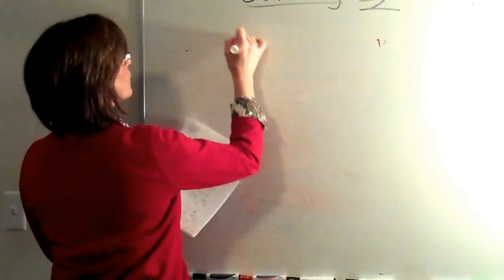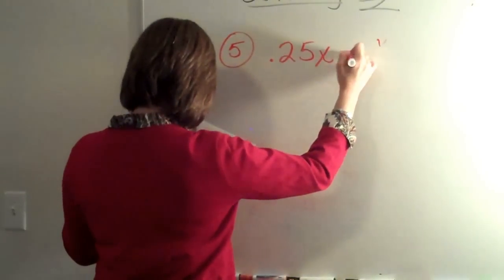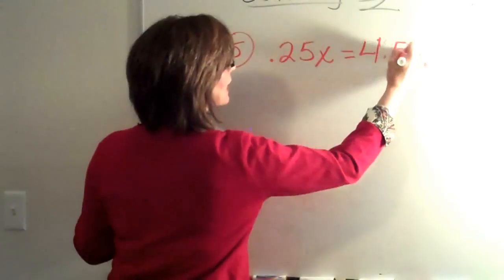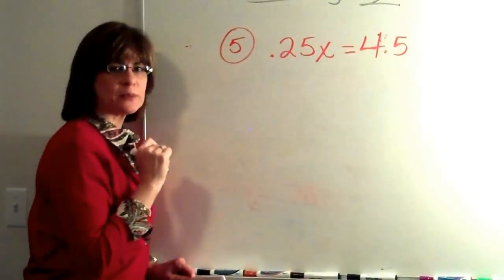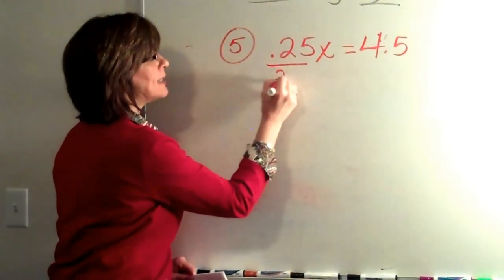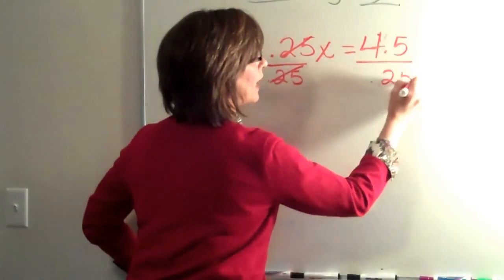We're almost done with this section. In this one, what I've done is I've given you a decimal. But don't get scared of it, because it's the same procedure. It's attached by multiplication. What do I do? I divide. Divide both sides by 0.25.